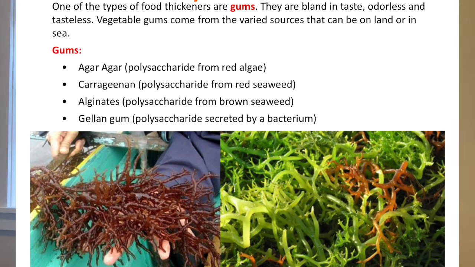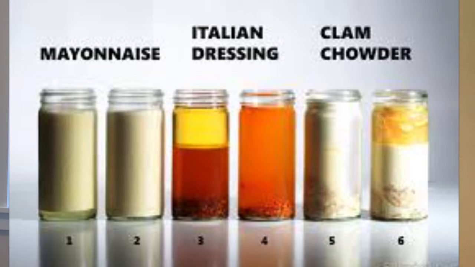They're really great at creating a homogeneous suspension. If you look at a lot of sauces in the supermarket, you'll see that they contain one or more of these different gums, and what they do is give the appearance of a thicker consistency within the sauce.